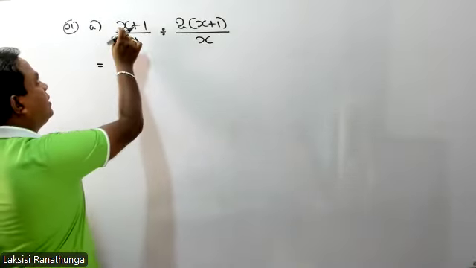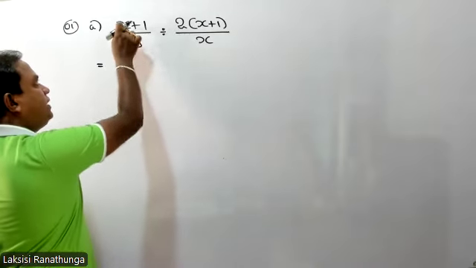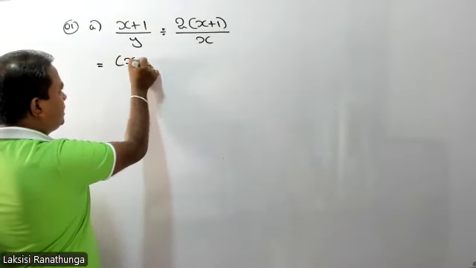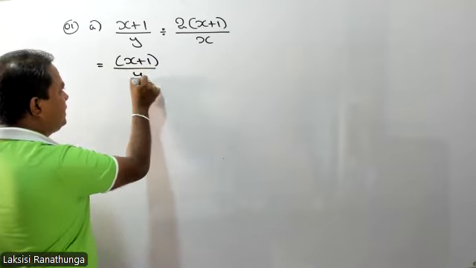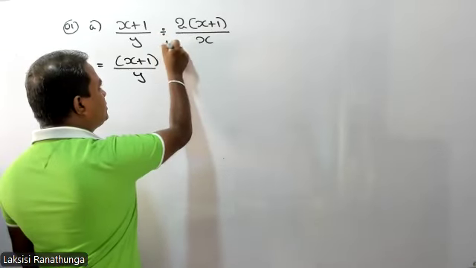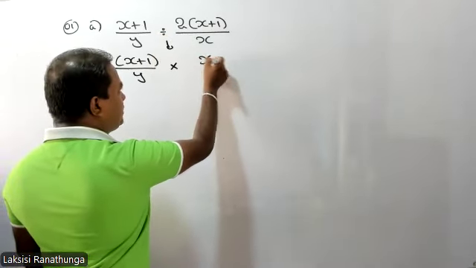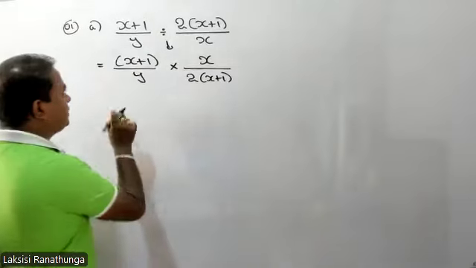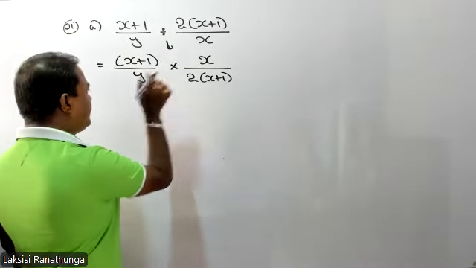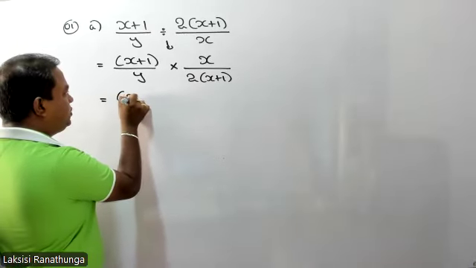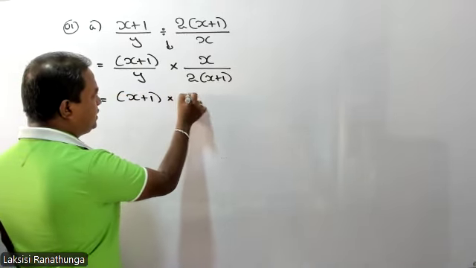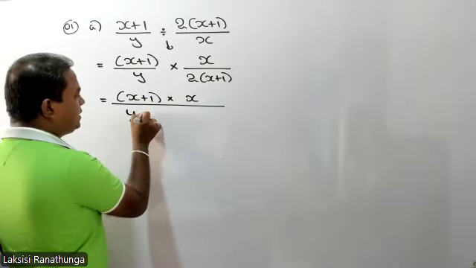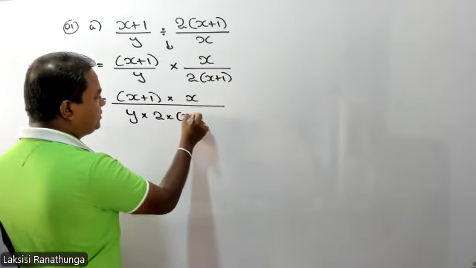Then, in the first fraction, the numerator is x + 1, so factorize it: (x + 1) over y. Division changes into multiplication, so take the reciprocal: x over 2(x + 1). Then you have a multiplication of two fractions. Multiply the numerators, (x + 1) times x, over the denominators, y times 2 times (x + 1).